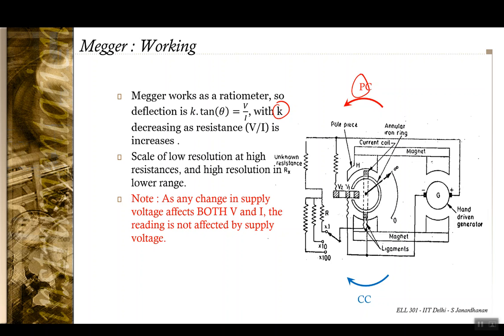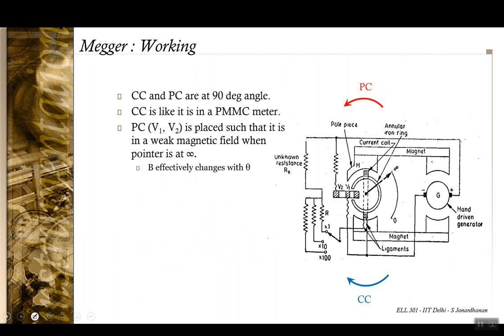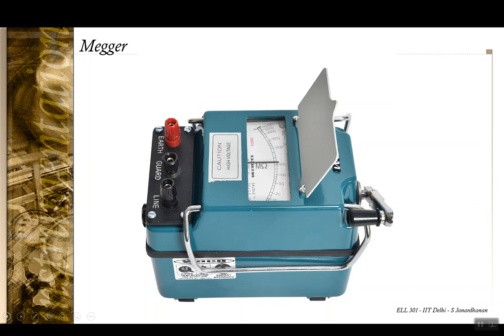What this would do is lead to the scale being more spread out at lower resistance and more bunched up at higher resistance. Let's have a look at it in the Megger's image that we have seen. Here you would see that with a small deflection it goes from, say, 100,000 megaohm to 50,000 megaohm. On this other side, with a similar or even larger deflection, it goes only from 10 to 20 megaohm. So the scale is much more spread out here than it is here.